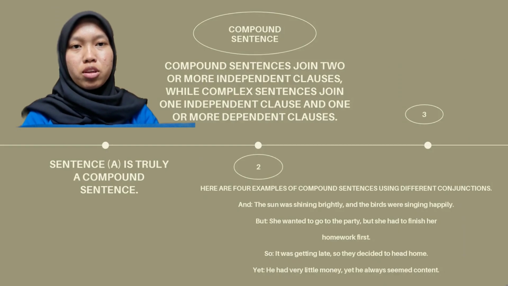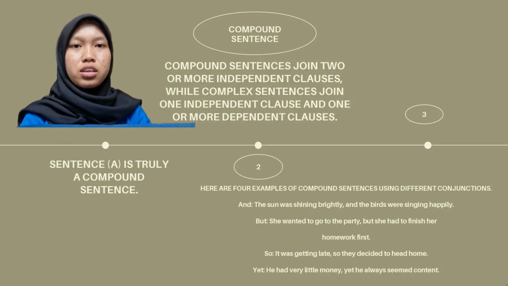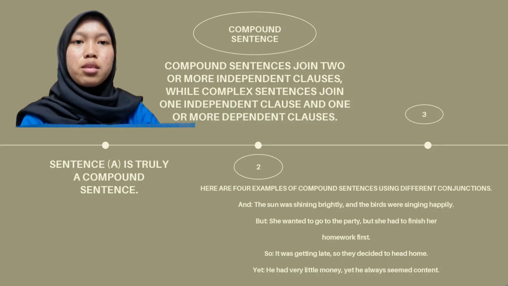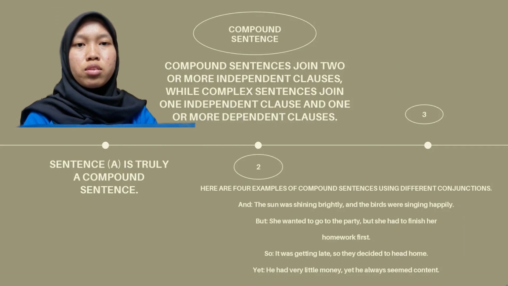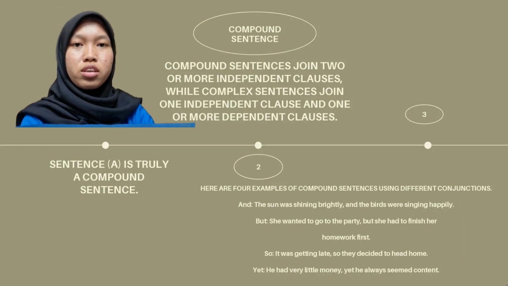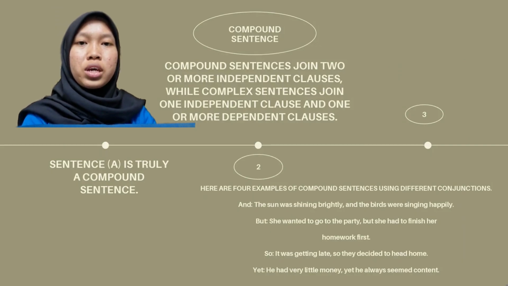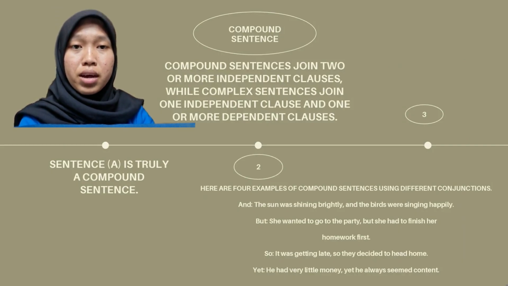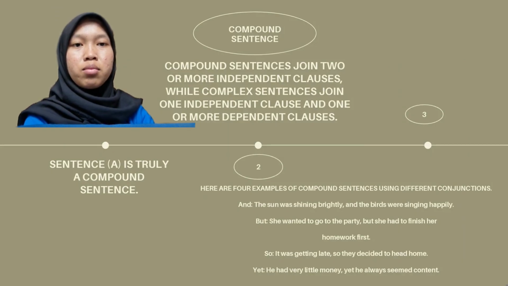Here are four examples of compound sentences using different conjunctions. And: the sun was shining brightly and the birds were singing happily. But: she wanted to go to the party, but she had to finish her homework first. So: it was getting late, so they decided to head home. Yet: he had very little money, yet he always seemed content.